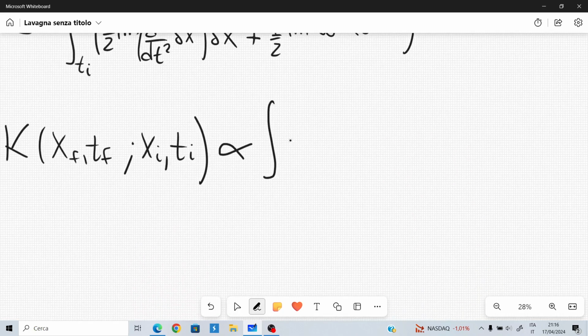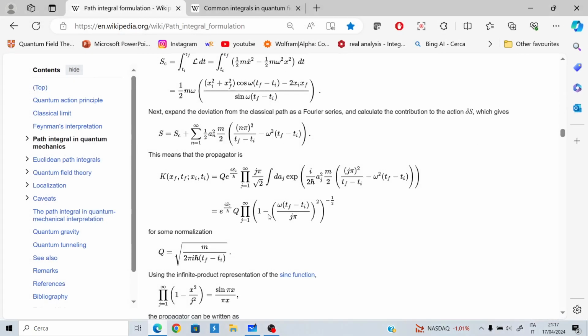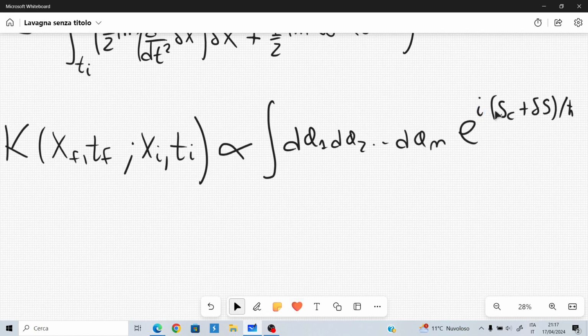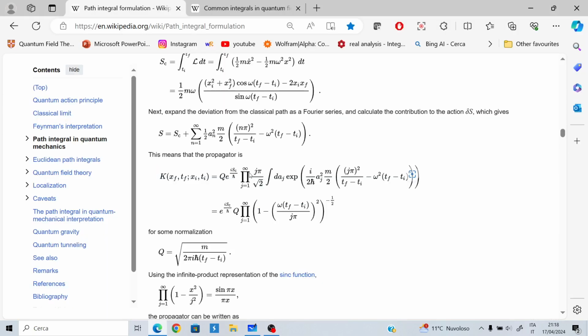So you have something like dA1, dA2, dot, dot, dot, dAn, and then you have the exponential of e to the i (S_c plus delta S) divided by h bar. Now, at this point, Wikipedia writes down the expression for the propagator, so you have a product of integrals here because you have an exponential of e to the i S_c, which is factored out of these integrals.